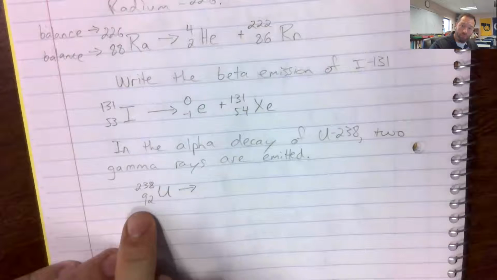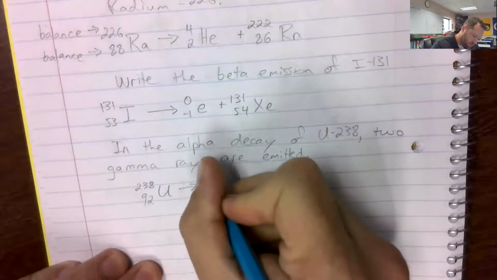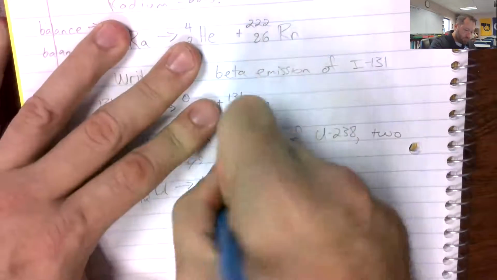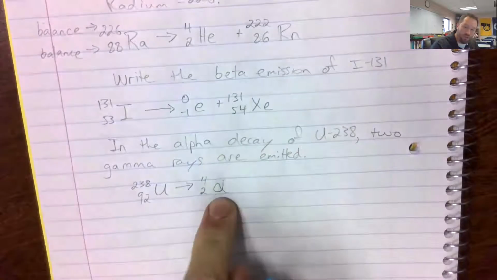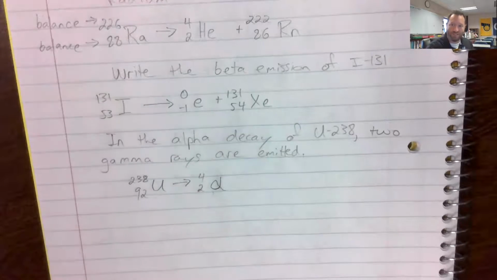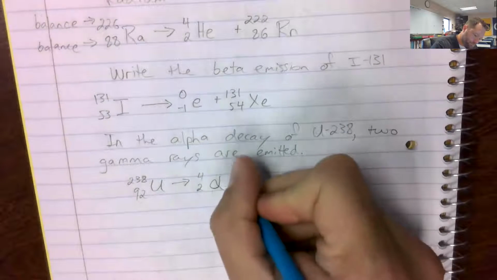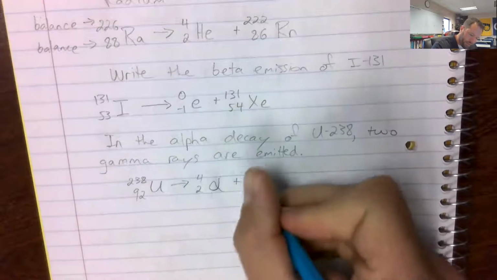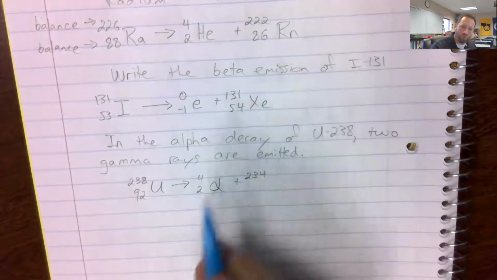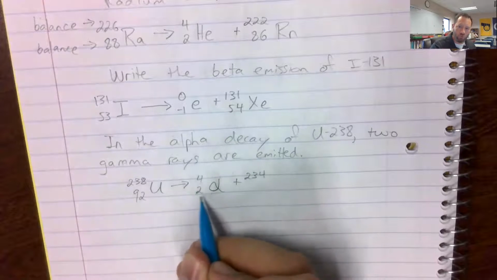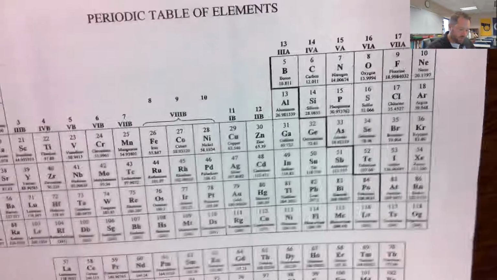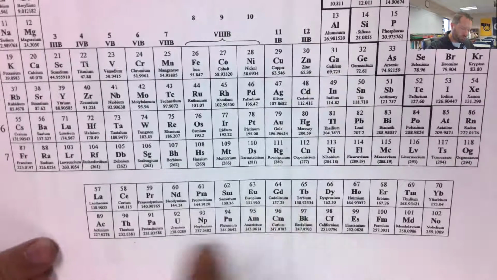So it's going to fall apart by alpha decay. Again, we have to remember what that alpha particle is. I like to write the helium. You guys are more than welcome to write the alpha symbol. Same thing, alpha particle, helium nucleus, same exact thing. We balance the numbers on top. 238 is equal to 4 plus 234. 92 is equal to 2 plus 90. And we have to find number 90 on the periodic table. There it is, thorium.